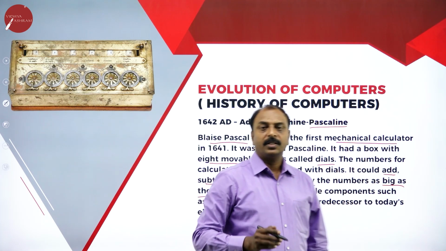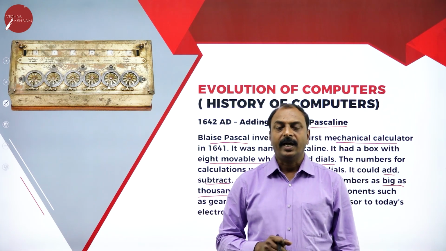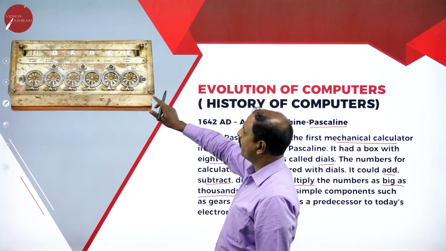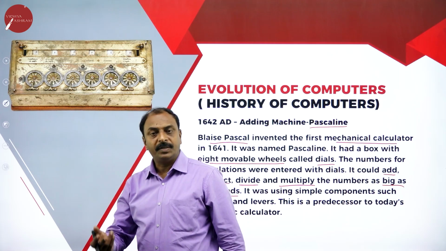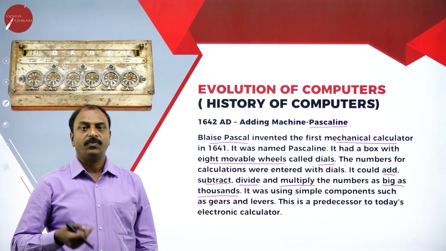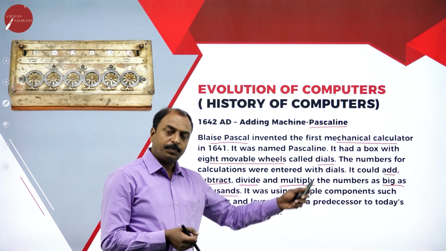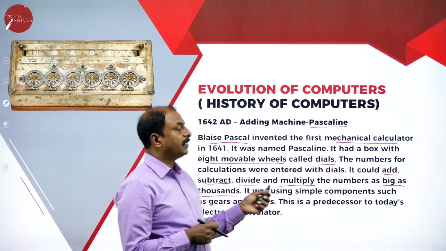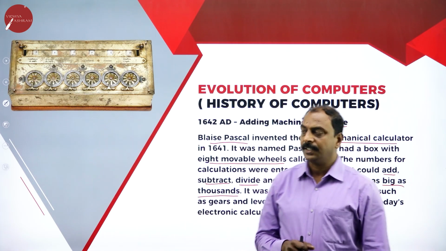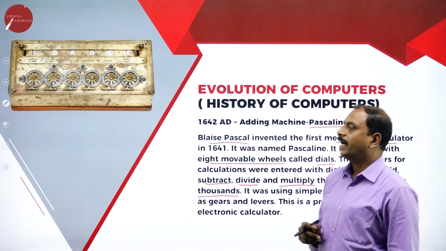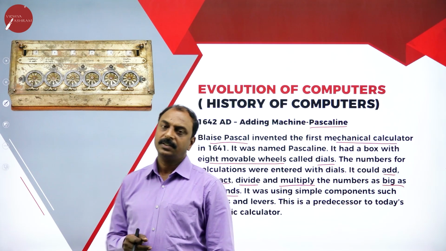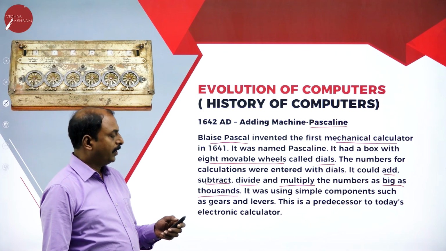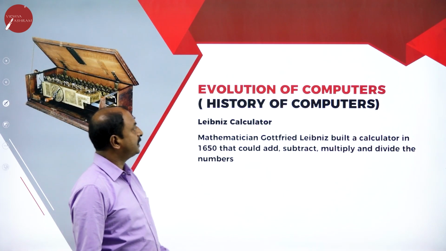See, this is the first mechanical device. And why do we say it's a mechanical device? This is the box. Inside this box, we find many mechanical parts like handles, wheels, dials, springs, rods, so many things. That is why it is called the first mechanical device, that is Pascaline. They were using it for addition, subtraction, division, and multiplication of numbers. Now let us see the next slide.